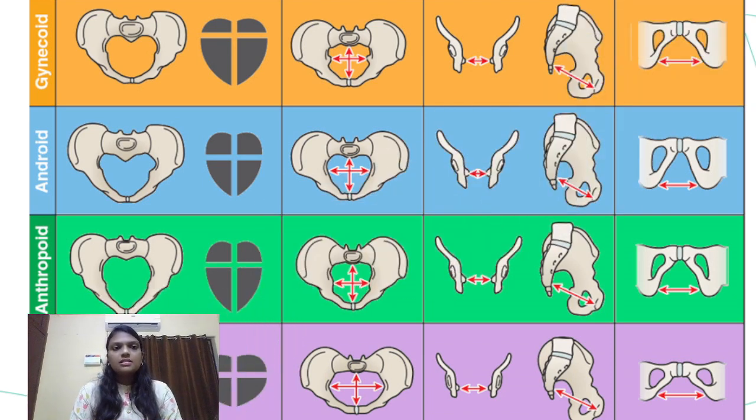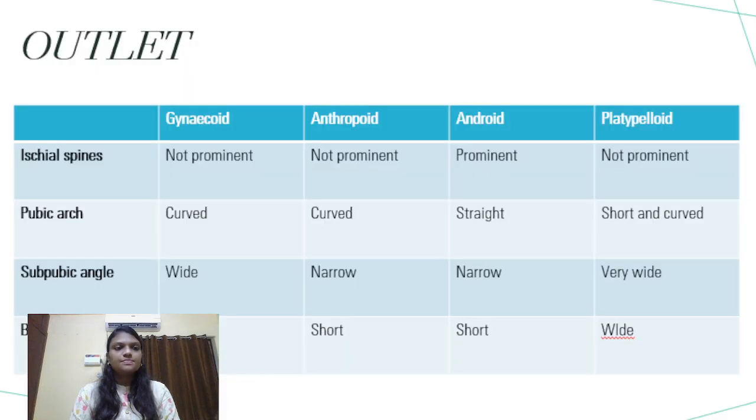See, the subpubic arch is well curved in the gynecoid pelvis. You have to look for the subpubic arch and the subpubic angle in the pelvic outlet. But in android pelvis, it is very narrow and straight. These are the differences to be known among the 4 types of pelvis.